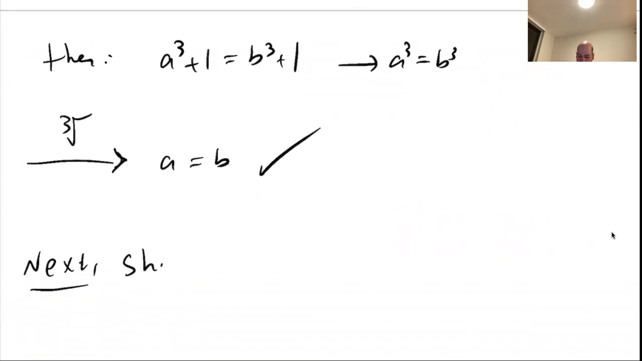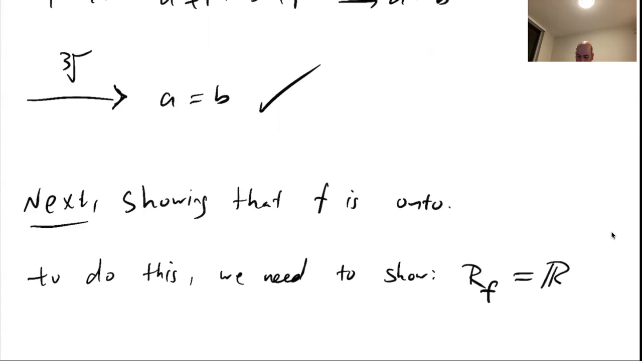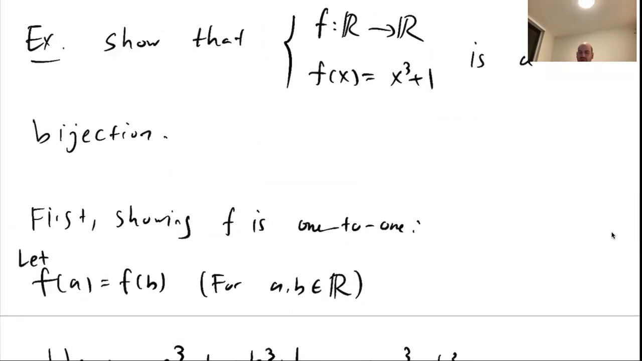Next, showing that f is onto. To do this, we need to show that range of f is equal to the codomain, which is all real numbers. Onto means range of f must be equal to codomain, which is all real numbers.